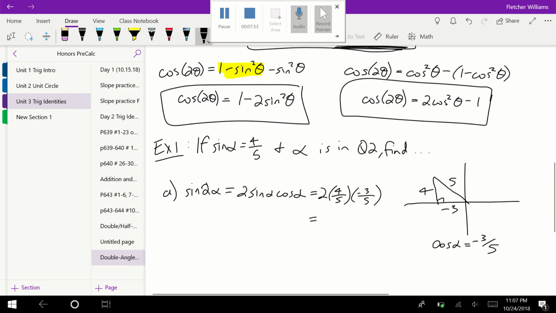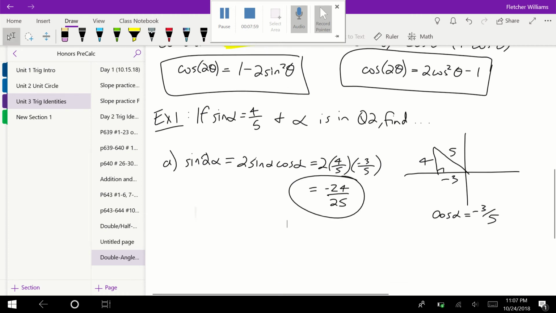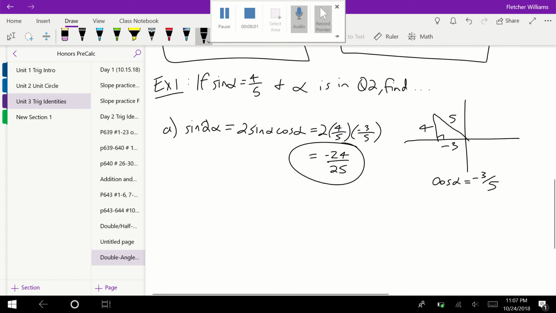And that'll give you a final answer of -24/25. Okay. So now you try this one. Try and find cosine of 2 alpha. You can pause the video and solve it yourself. Here's the solution.